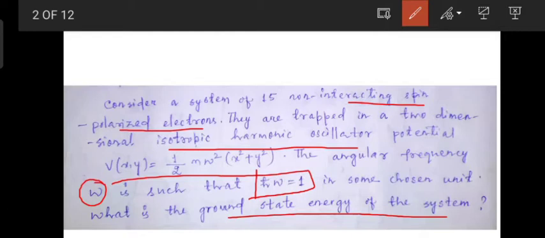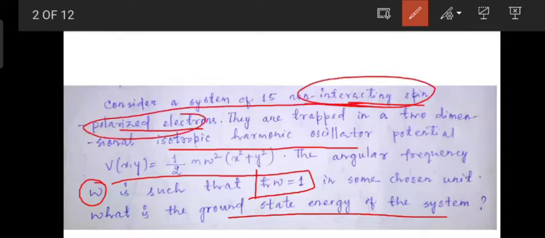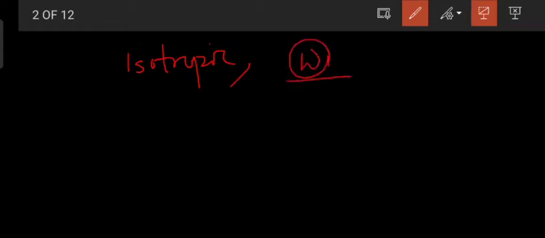To do this problem, we have to understand some basic concepts regarding the question. Non-interacting spin polarized electrons means they are oriented in a particular direction with particular spin, okay? And isotropic harmonic oscillator. What do we mean by isotropic harmonic oscillator? If it is written as isotropic, you will find that it has only one frequency. That is, there is no change in angular frequency in different directions.